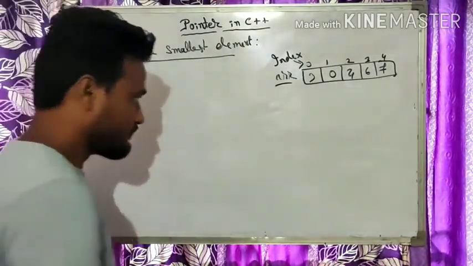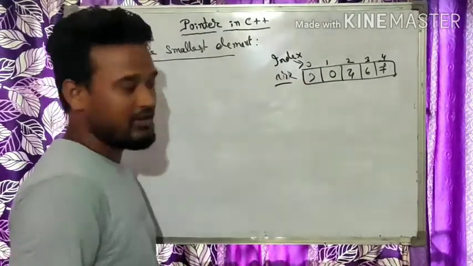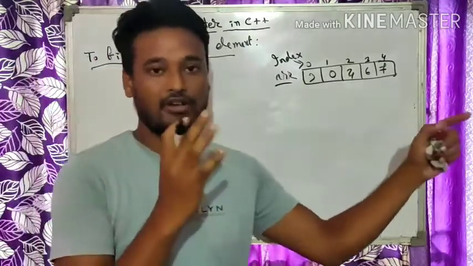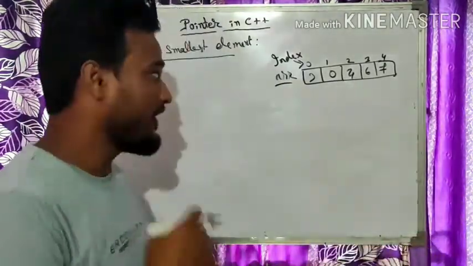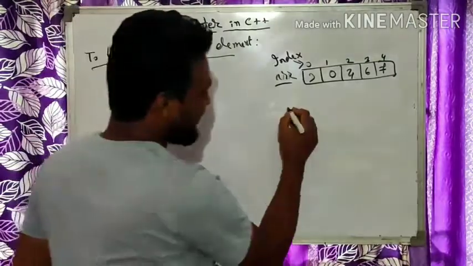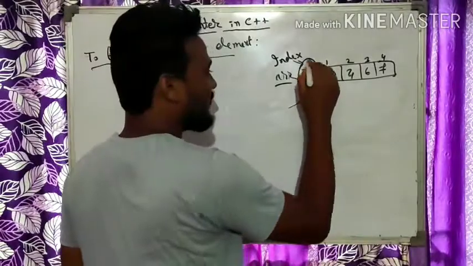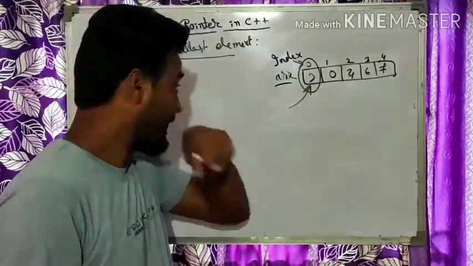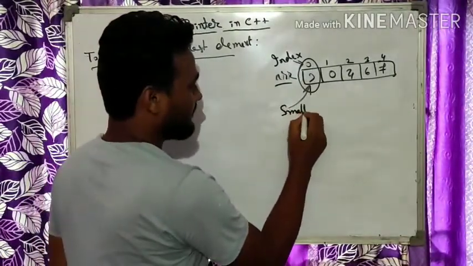Okay. So how can we proceed with this? Suppose the array is very big and we do not know in which index the actual smallest element is present. In that case, let's assume that this is the smallest element, though we can see this is the largest in this case. Let's assume that this is the smallest element.